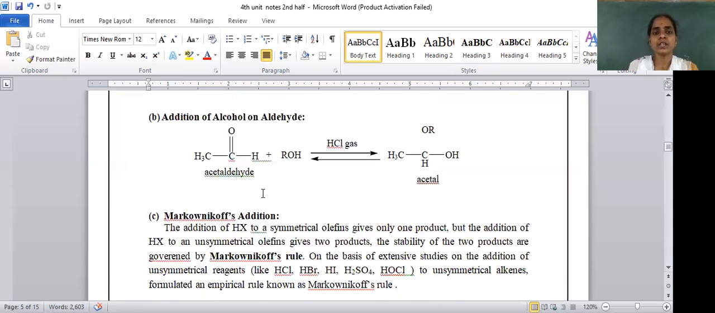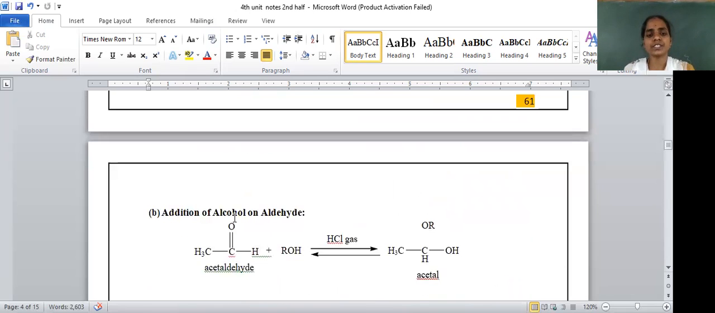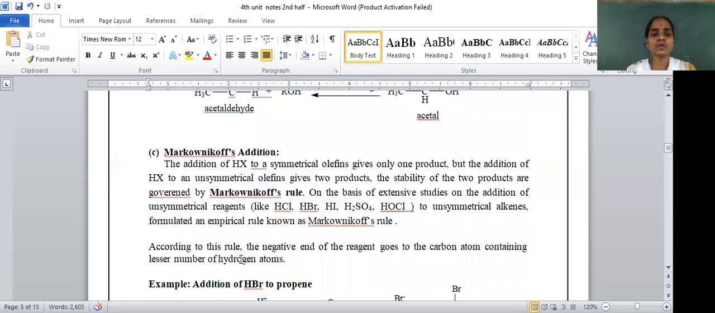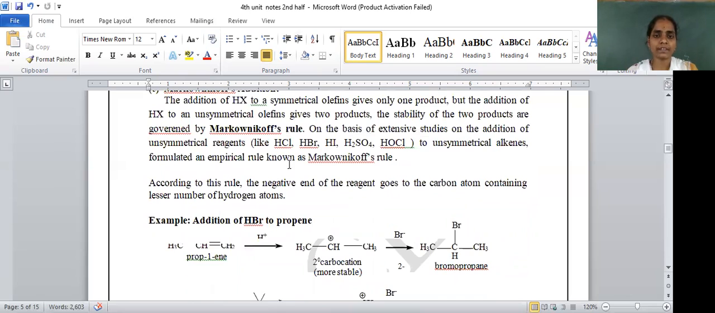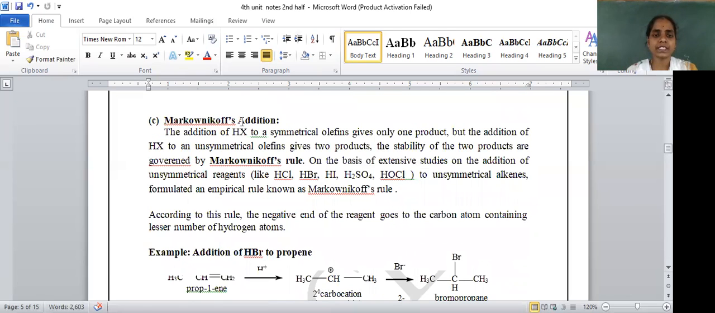And based on the addition reaction, there are two rules: the Markovnikov rule and the anti-Markovnikov rule. The Markovnikov rule is mainly applicable to asymmetric alkenes. Alkenes, as we know, are of two types: symmetrical alkenes and unsymmetrical alkenes.